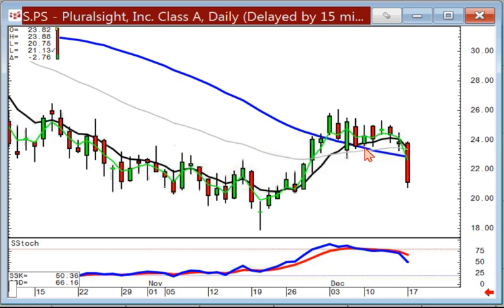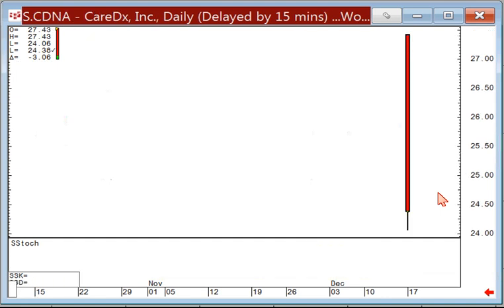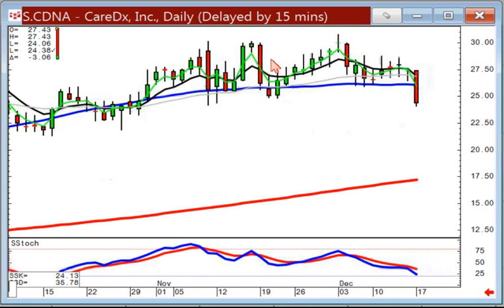PS, bearish doji sandwich. Failure here at the 50. Where do you think a logical target would be? Right in the existing trend. CDNA, kind of a dumpling top, and then the breakdown. Where do you think the next target is here? Possibly all the way back down to the 200-day moving average.